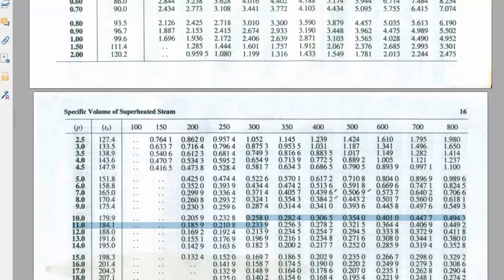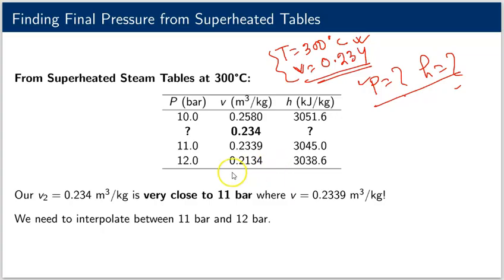So you can check again: 0.234. You could directly take 11, but better we interpolate and get all this data. Here at 10 bar the V is 0.258 and the enthalpy is known, and at 11 bar the volume is 0.2339 and the enthalpy is 3045. So now we do the interpolation, but the 0.234 is very close to this.